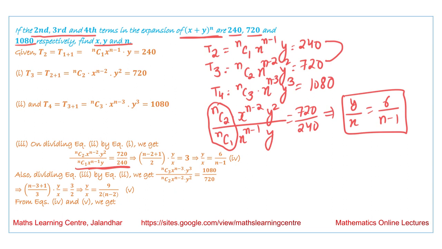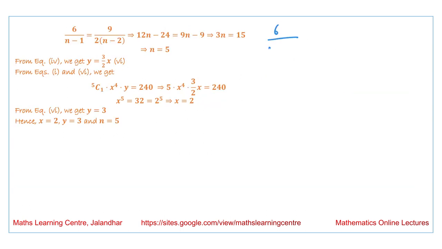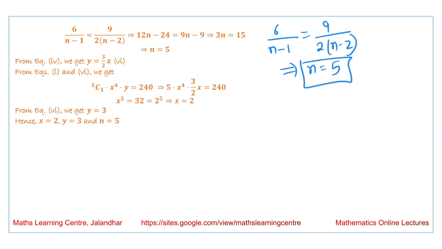Similarly, if we divide the second and third equation, the result we will obtain is y by x is equal to 9 by 2 times (n minus 2). Now if we equate both these values, we get 6 by (n minus 1) is equal to 9 by 2 into (n minus 2), and on solving this we will obtain n is equal to 5.